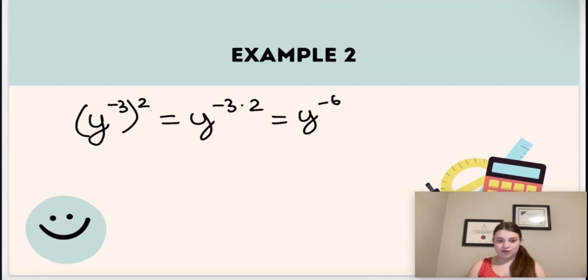And then we could rewrite this, if we'd like to keep only positive exponents, as 1 over y to the power of positive 6, because as a reminder, in one of our other exponent laws, we learned that a negative exponent just means take the reciprocal of what we have in our base.